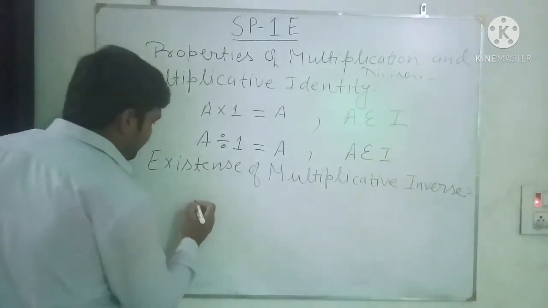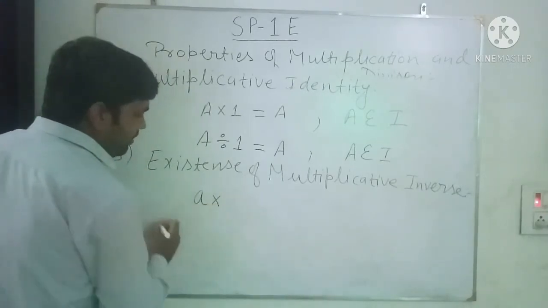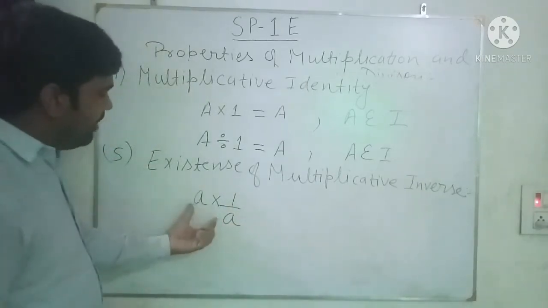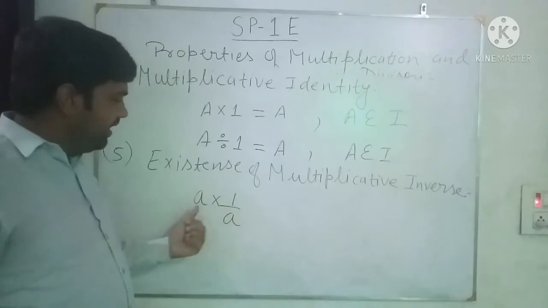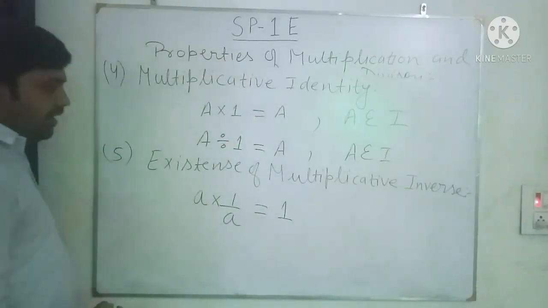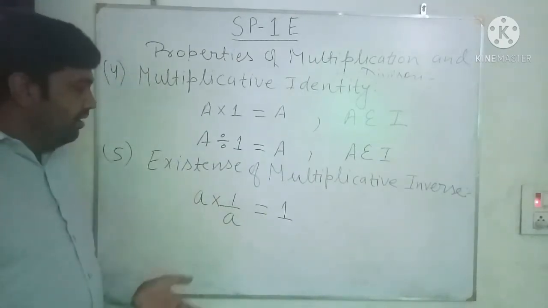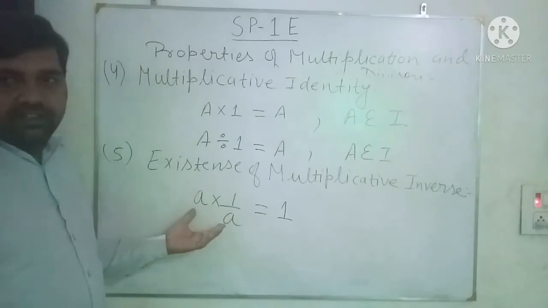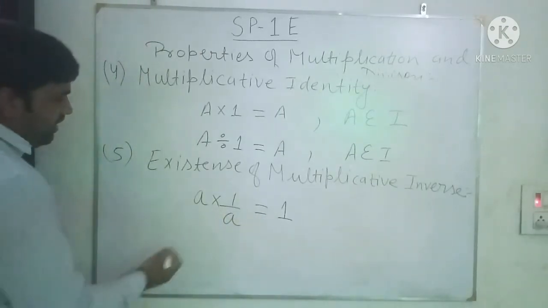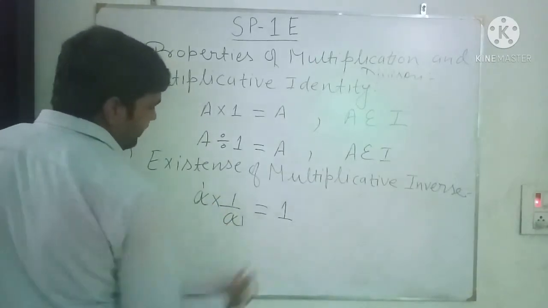Suppose a is any integer. What is the multiplicative inverse of a? 1 by a. So when you multiply a into 1 by a, what product do you get? 1. So the multiplicative inverse is that number which you multiply with the given integer so that the product is 1. Here a will be cancelled and you will get the product 1.